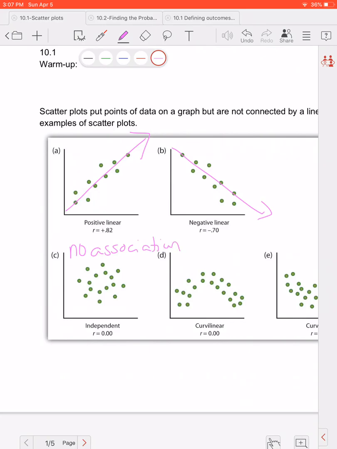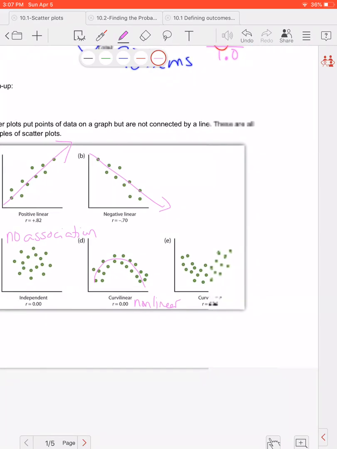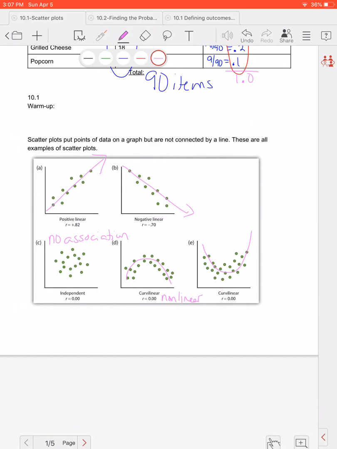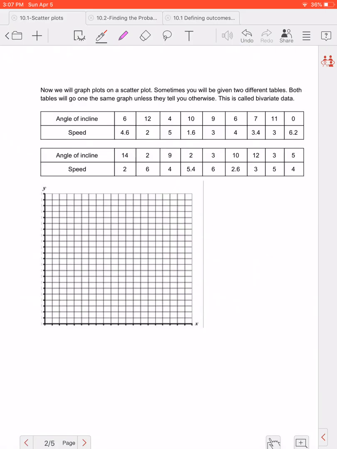Okay, and then remember we have nonlinear, right? It's curved. We've talked about these before. And here's nonlinear, curved upwards, right? So we can have positive, negative, linear, well these would be linear, nonlinear, and no association, right? So hopefully those are kind of in the back of your head from before. Okay. So we're going to plot a scatter plot here.